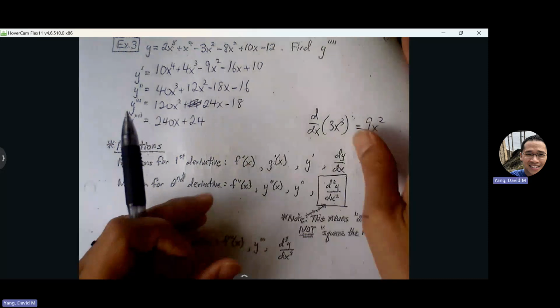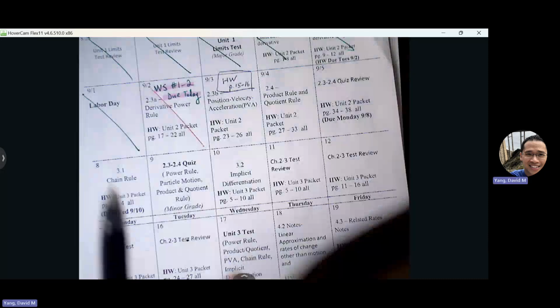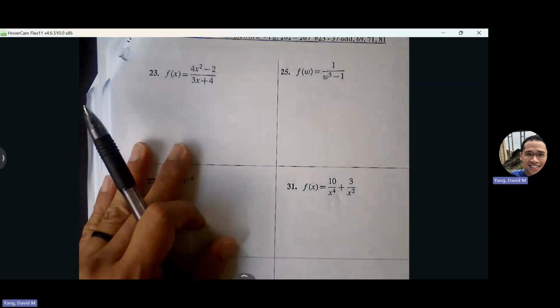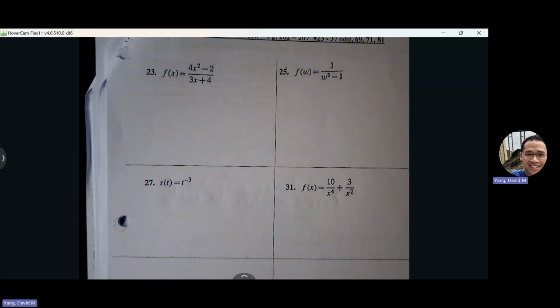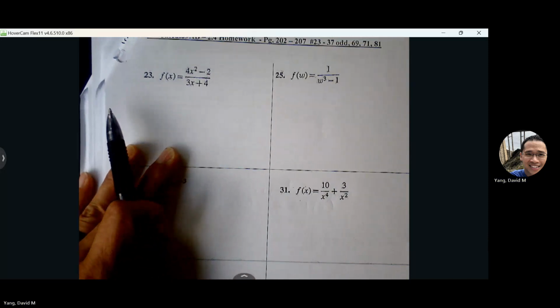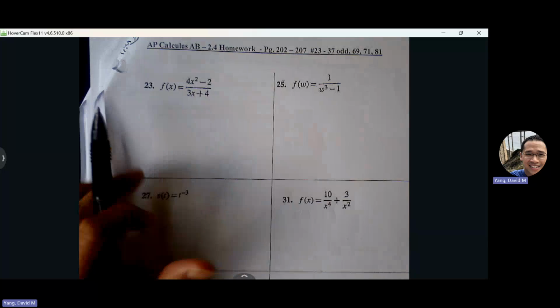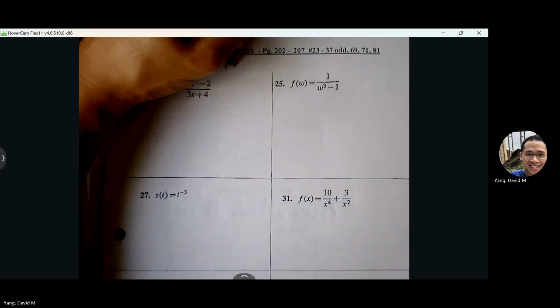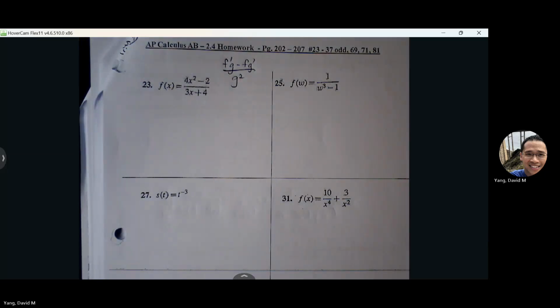Okay, let's go to the next page, 34, and let's see if we can practice a mixture of quotient rule, product rule, and power rule. Can we differentiate them and can we apply them? Okay, 23. If you look at this function, we have to go through what? Quotient rule. Okay, so try that. Let me write the rule here. All right, give that a try.